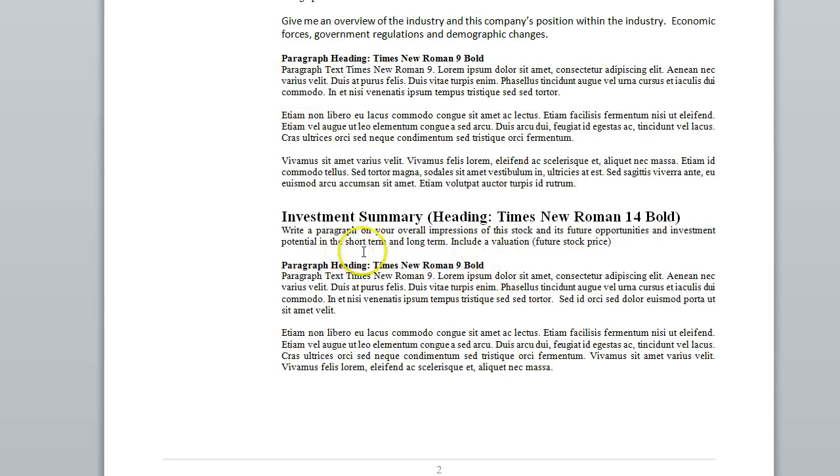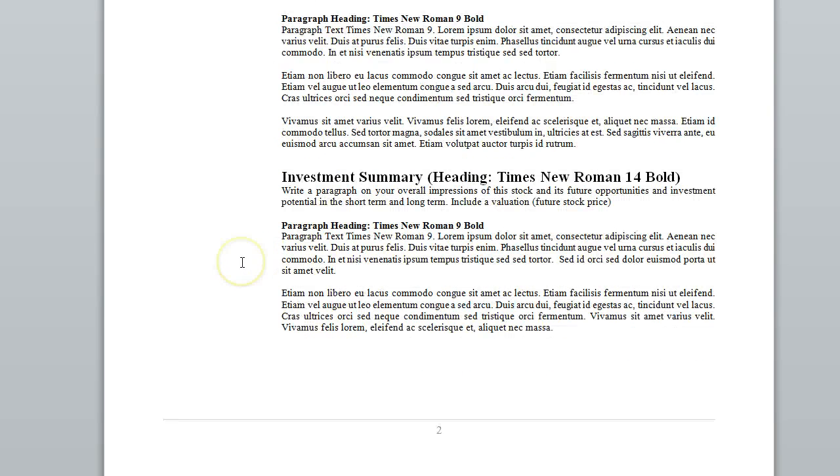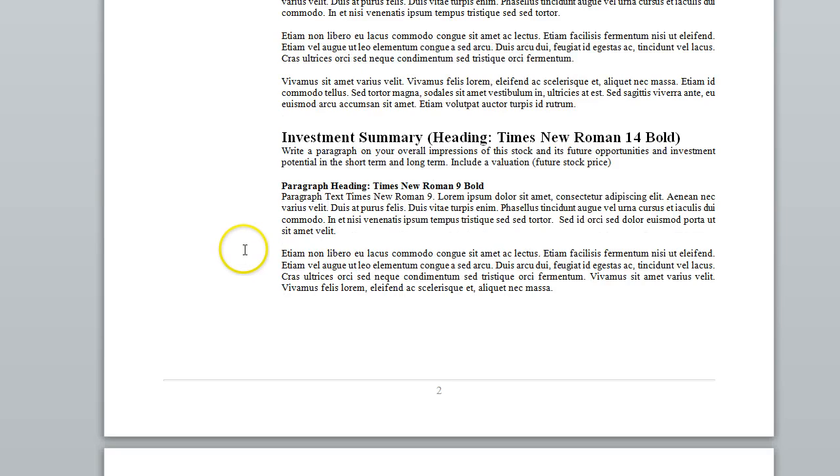Okay. Then an investment summary. So here you're going to write a paragraph or two on the overall impressions of this stock and its future opportunities and investment potential. So for the short term and the long term, and here is where you're going to include a valuation and a stock price.